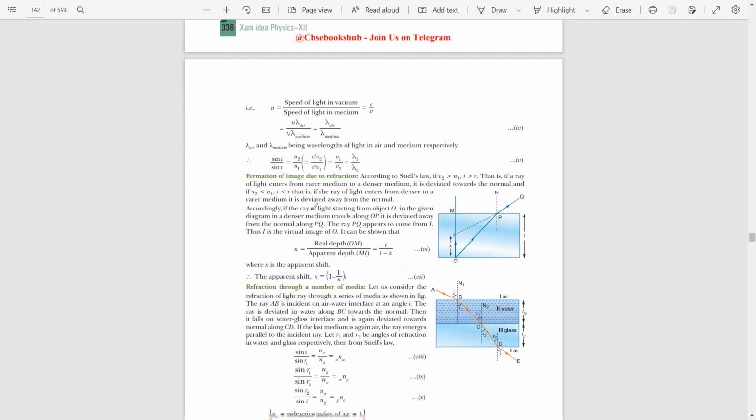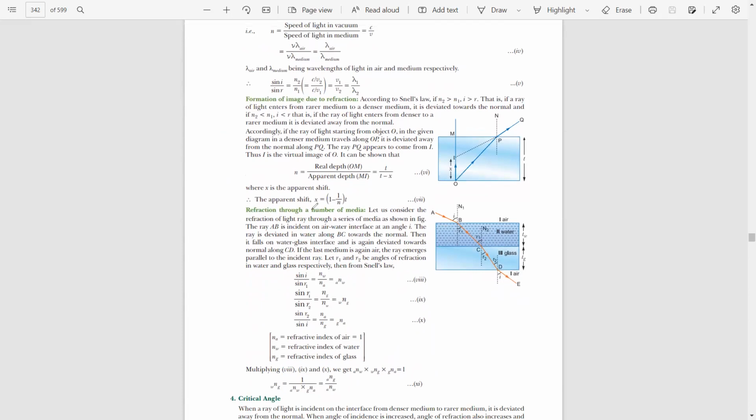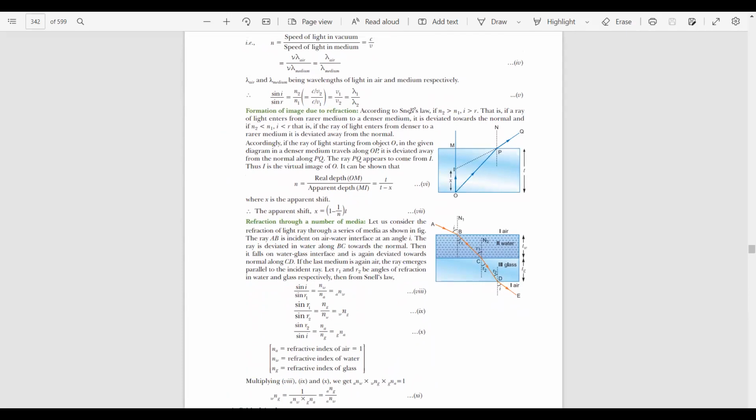Formation of image due to refraction. This is very important. This thing you know till here. Okay. According to Snell's law, what is the N2 medium here? It is more than N1. The refractive index of 2 is more than 1. So angle i is more than angle r. That is, the ray of light enters from the rarer medium to the denser medium. So this air is the rarer medium, through glass, water. Or let's take this as a glass.